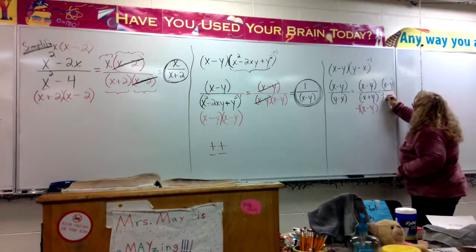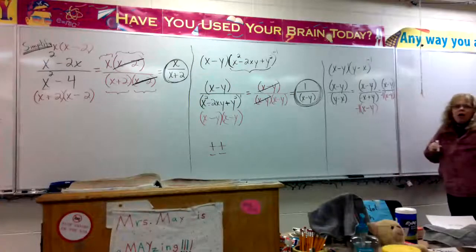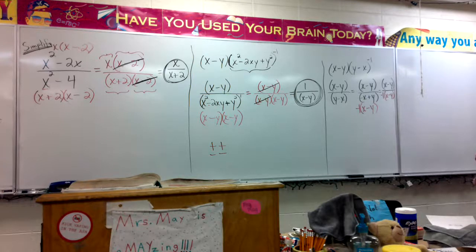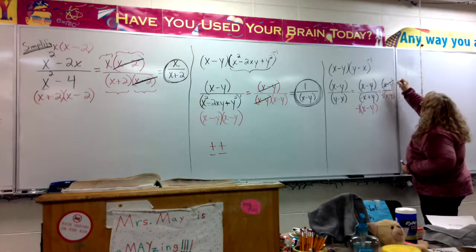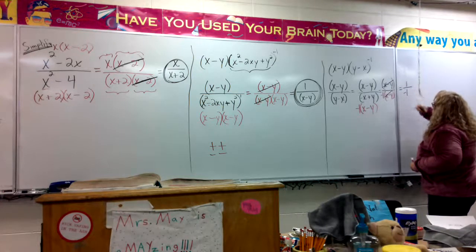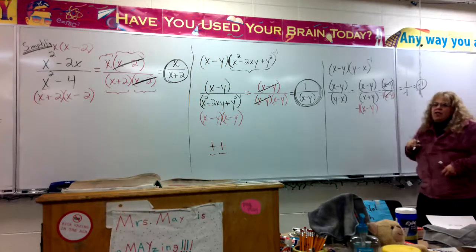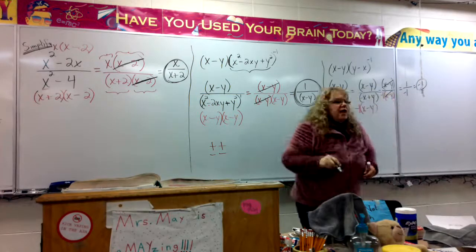Look what happens when I factor out a negative 1. Then you can cancel it. X minus y, and what do you have left? It looks like just a negative 1. That's the negative 1 trick.